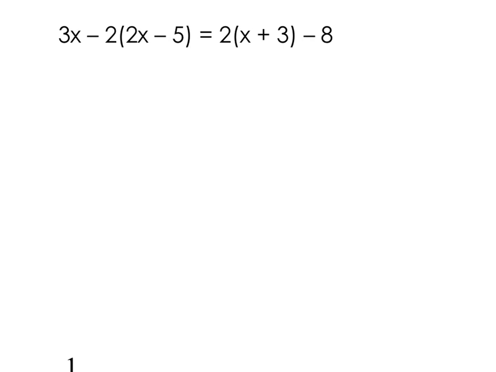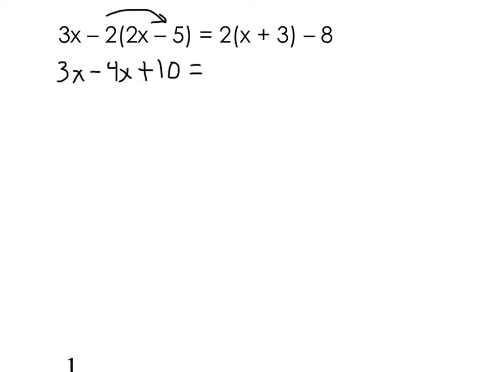This problem has some simplification that needs to be done. We need to eliminate the parentheses on both sides by using the distributive property. So we have 3x. We have minus 2 times 2x is minus 4x. And then that minus 2 is also multiplied times the minus 5. So that will give us a positive 10, because a negative 2 times a negative 5 is a positive 10.